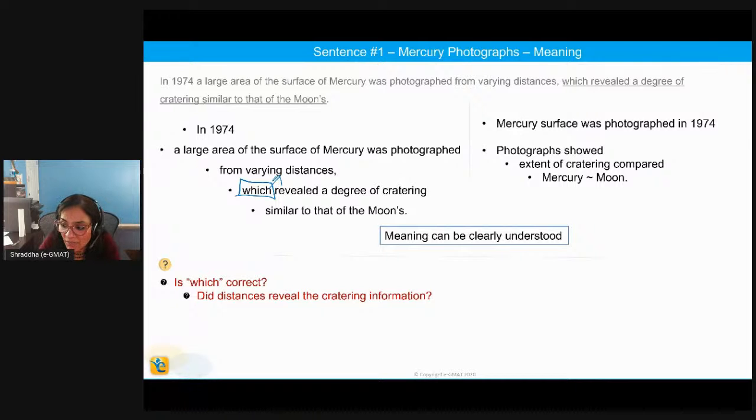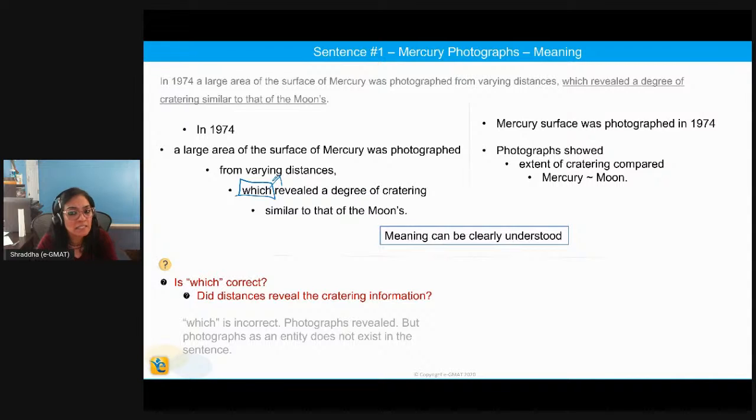Now, is this information really logical? Well, that is not true. It is not varying distances that revealed a degree of cratering. It is the photographs that were taken, they revealed the degree of cratering. But the word photographs is not there in this sentence, so we have to work with this sentence. We'll have to look at the answer choices to figure out the correct answer choice. But we know for sure that the usage of which is definitely not correct. This modifier has not been used correctly in this sentence.